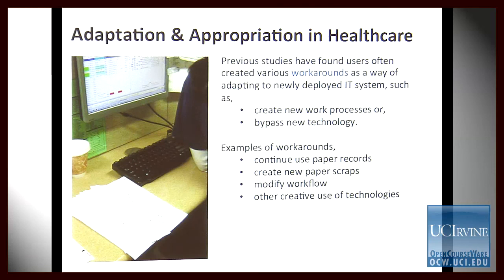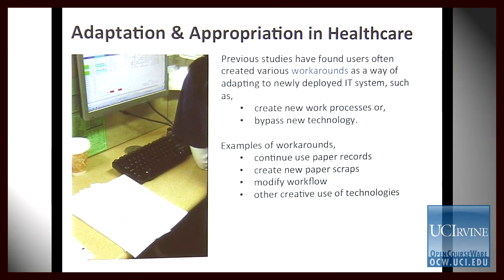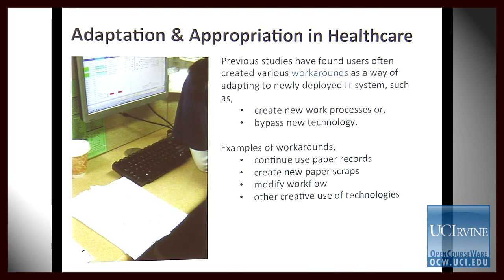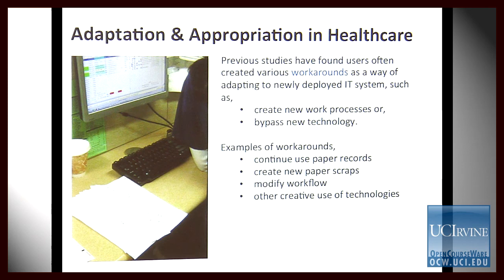So there are some previously reported examples. For example, people continue to use paper charts. When there's a computer system, I don't use it, or I create some kind of paper notes which designers never thought about. They thought they were designing a paperless environment. Instead, people are using a lot of paper notes, and there's a modified workflow. And there's a lot of creative use of technology, which I'm about to talk about.